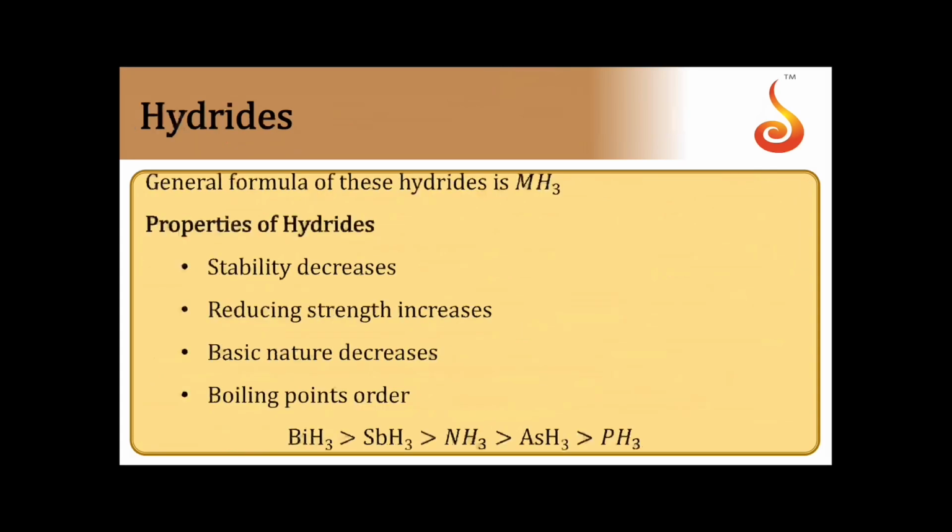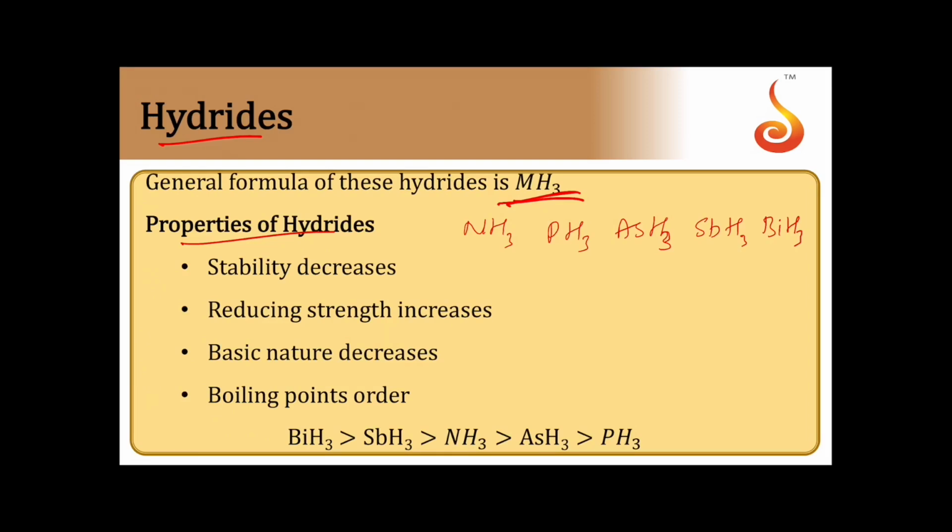Then next, coming to the hydrides of this group. The general formula of the hydrides is MH3. So they are NH3, PH3, AsH3, SbH3 and BiH3. They have the general formula MH3. Let us see the properties of these hydrides now.